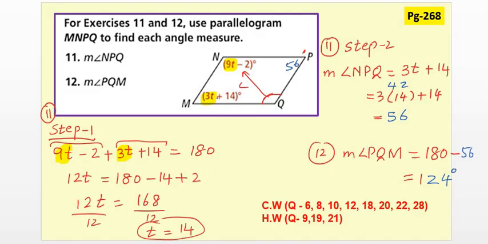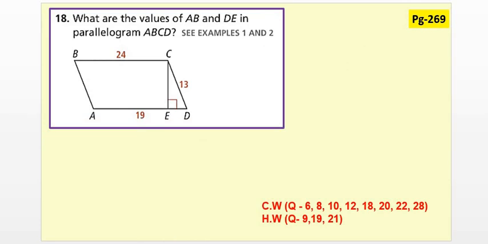The other way is you can substitute the value of t here. Sorry, not in this one. The value of t here, 9 times t, that is 14, minus 2. So it will also give you 124, because it will have the same value as angle P and Q. N and Q, they will have the same value. Clear? In the next question, they are asking what are the values of AB and DE in the parallelogram ABCD.